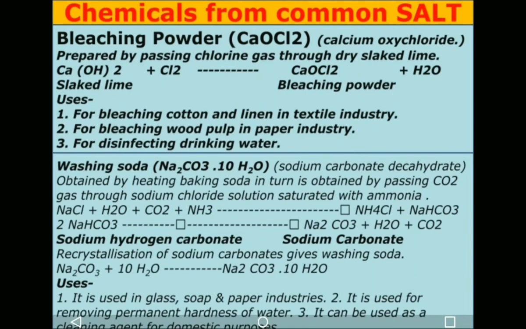Now we will see the reaction of calcium oxychloride, meaning bleaching powder, with CO2. What happens when calcium oxychloride reacts with CO2? It forms calcium carbonate and Cl2 gas, chlorine gas. When bleaching powder reacts with acids, it forms calcium chloride, water and Cl2 gas, chlorine gas. So these are the properties of bleaching powder.